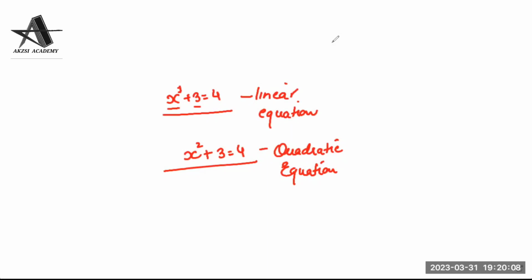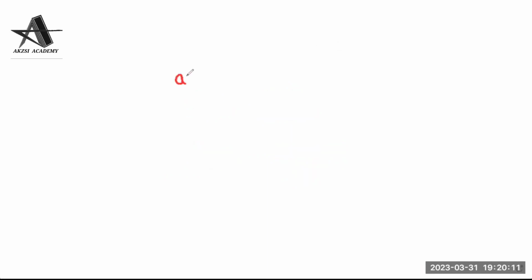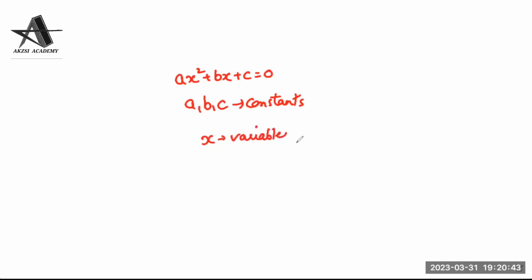Let me show the standard way of writing a quadratic equation. It's ax squared plus bx plus c equals 0. This a, b, c are constants and can take any value. That means it differs from equation to equation. In some equations, you will find a as 2, b as 1, c as 3. It depends on the equation. And x is a variable, so the value of x can vary from equation to equation.